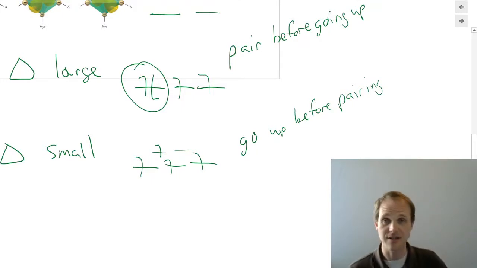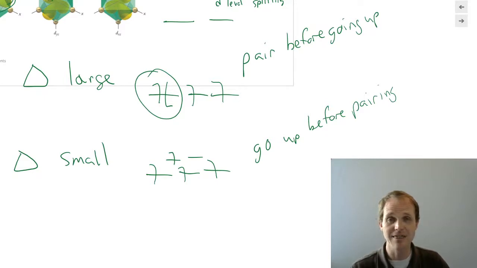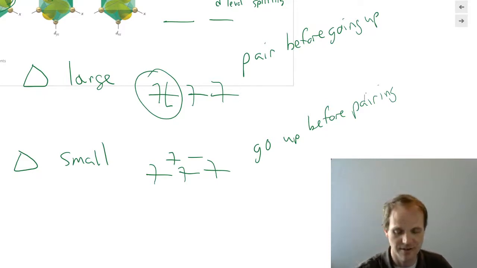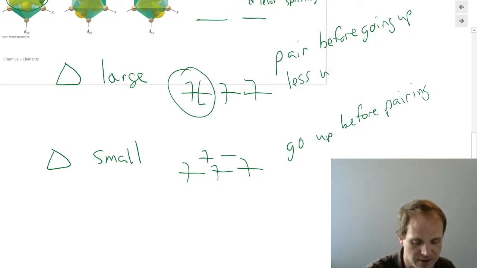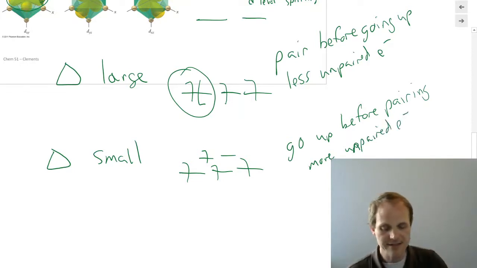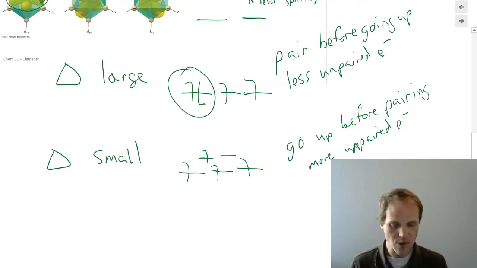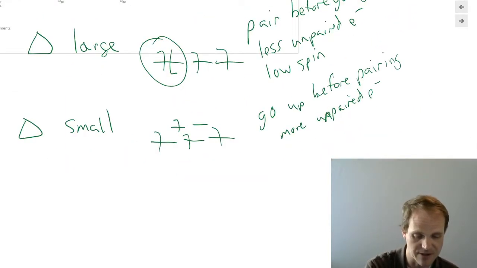And there's consequences of this. When delta is large, I tend to pair these electrons, and I tend to have less unpaired electrons. It's not always true, because if you don't have enough electrons to start pairing them, it doesn't matter. And this one tends to have more unpaired electrons. And so we actually have some terminology for this. When we have less unpaired electrons, we're going to call this a low spin complex. When we have lots of unpaired electrons, we're going to call this a high spin complex.